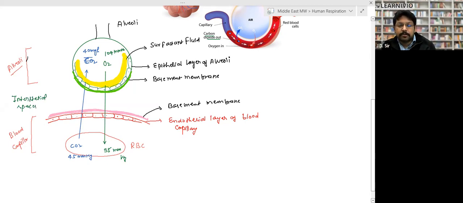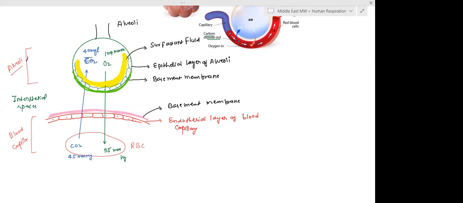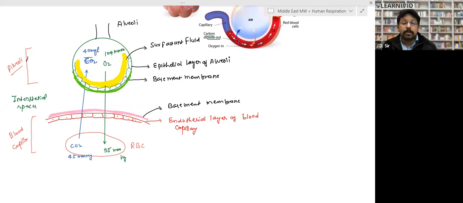Are you noting down the diagram, or will you note it later, after the class? Whatever you want. Sir, I took the screenshot. Yes, please take the screenshot, but do not take it as a screenshot only. Please note it down. So start noting now.